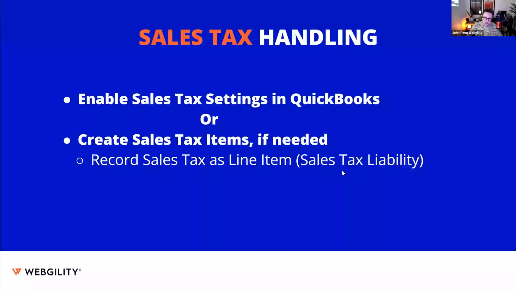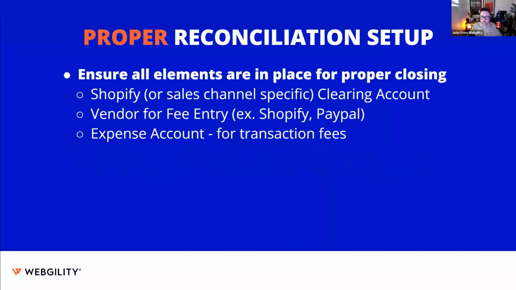So having it set up as a line item allows, like you said, Muskan, Webgility to pull that information and put it in its own little bucket. You don't have to worry about it. It does it automatically for you on the back end, but it's good to have it there just in case. Cool. I think this is the last slide before we get into the live demo.